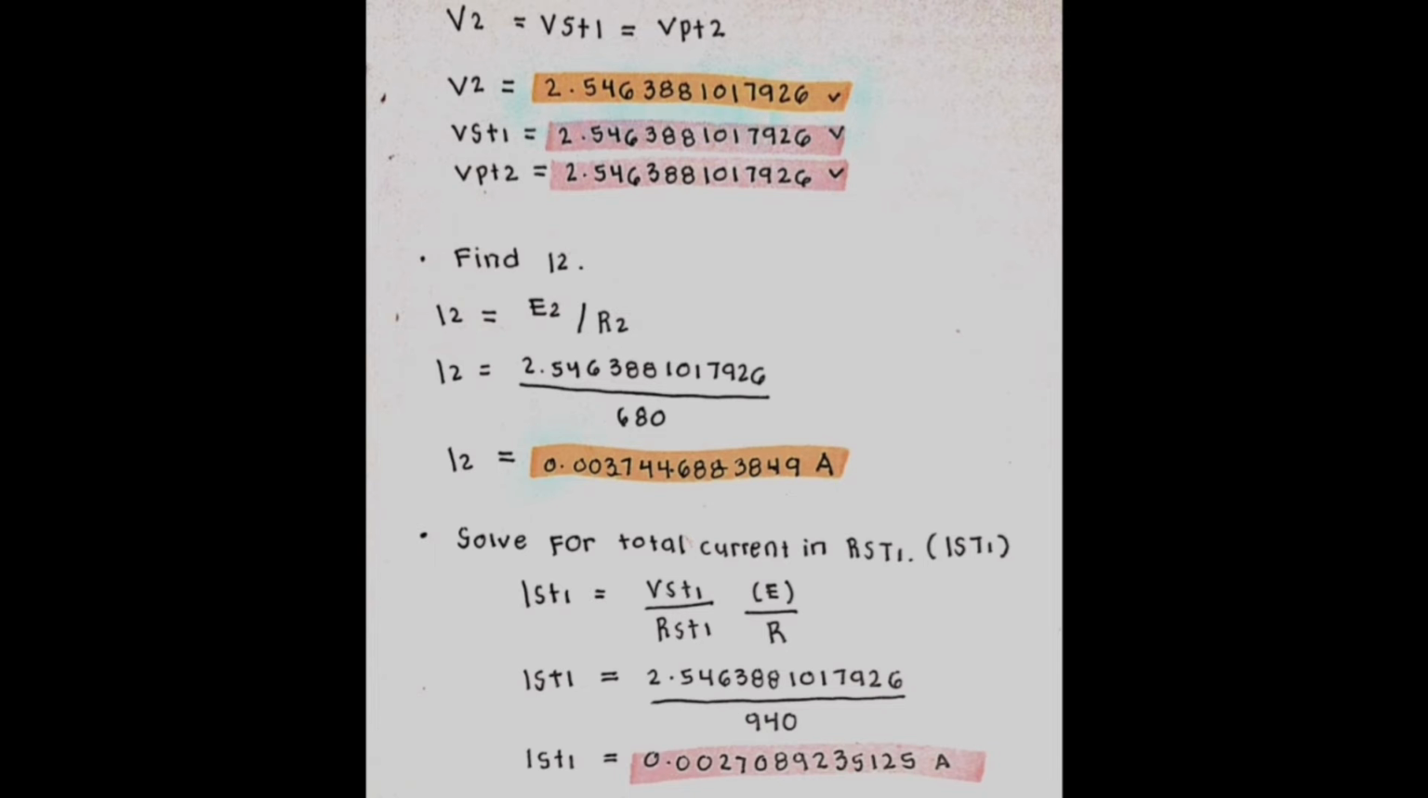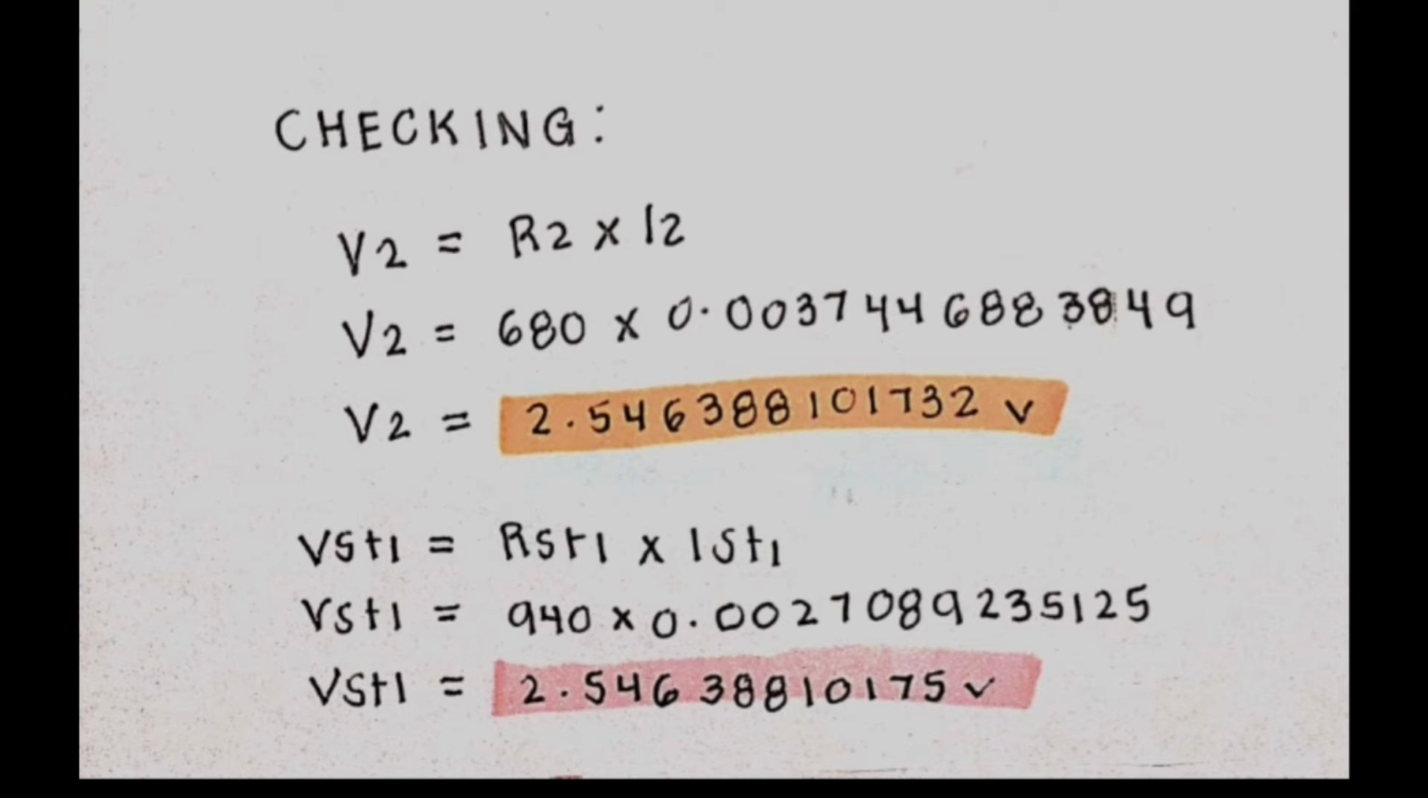IST1 is equal to VST1 over RST1. Substitute the values, then we're going to have 2.546388101796 volts divided by 940 ohms. Then we're going to have an answer of IST1 of 0.0027089235125 amperes. To check if the values of the voltages are consistent with each other, let's use the previous values to solve for V2 and VST1.